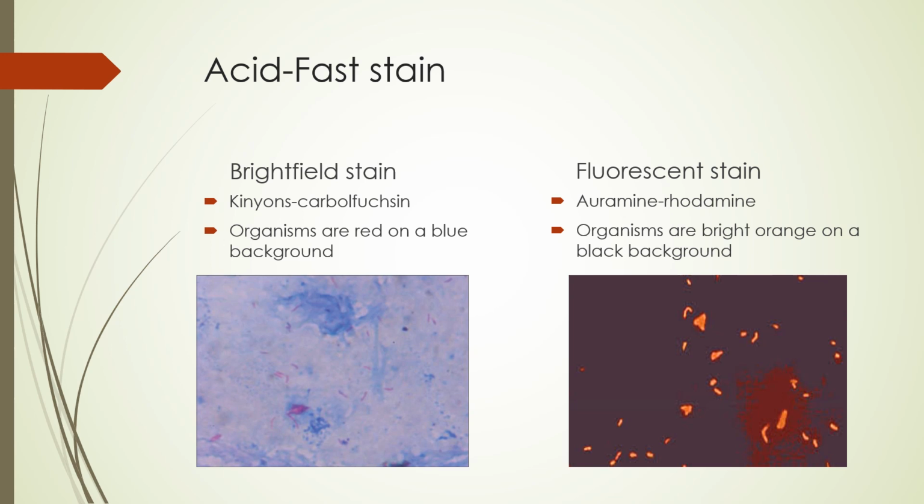In the bright field stain, the Kinyoun carbolfuchsin, you can see that organisms are red on a bluish background. This is about a 10-minute procedure. On the right, we have the fluorescent stain, called an auramine-rhodamine stain, where organisms are bright orange on a black background. This uses a fluorescent microscope and requires about 30 minutes to do this procedure.